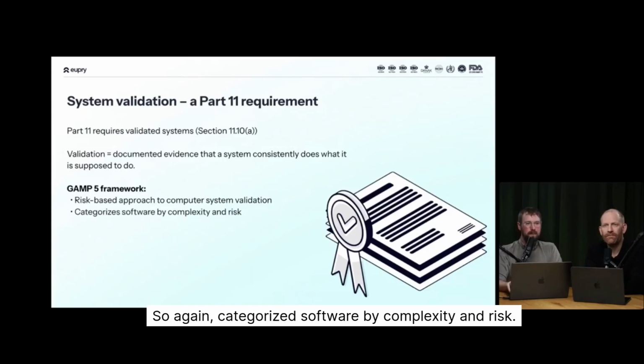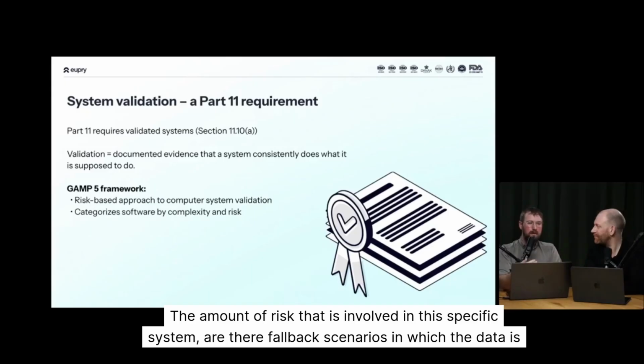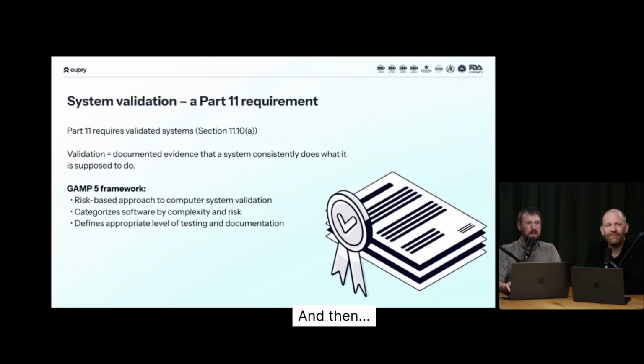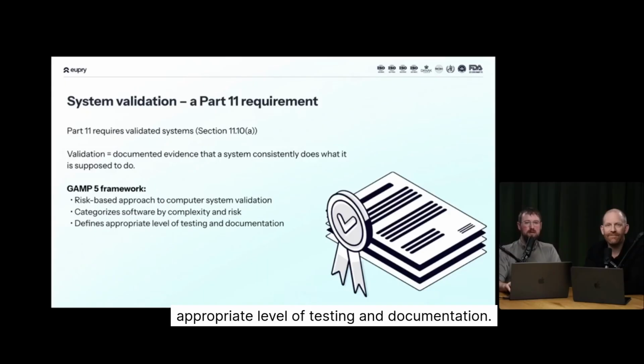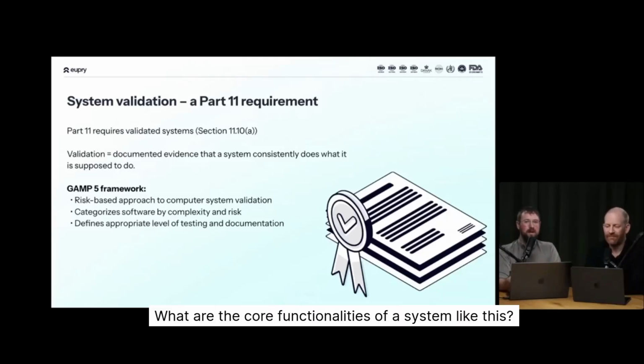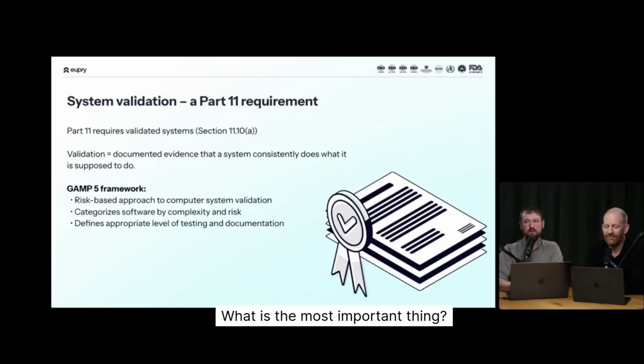So again, categorize software by complexity and risk: the amount of risk that is involved in this specific system. Are there fallback scenarios in which the data is being stored somewhere else, whatever it might be? And then an appropriate level of testing and documentation. I would say there's a lot of work being done moving towards CSA in terms of being able to do risk-based testing. What are the core functionalities of a system like this? What is the most important thing?